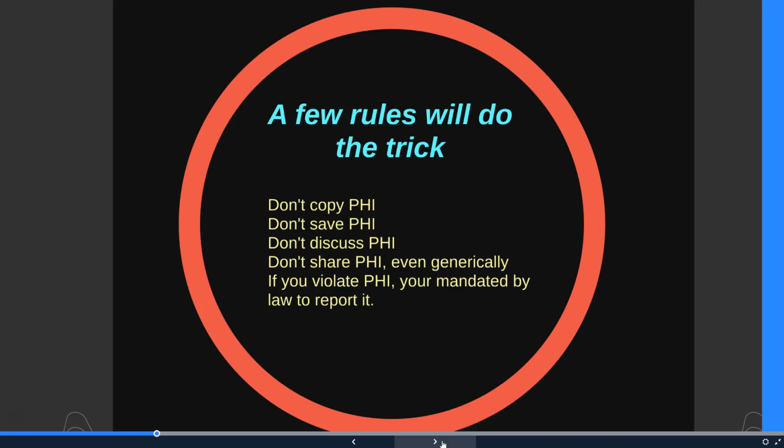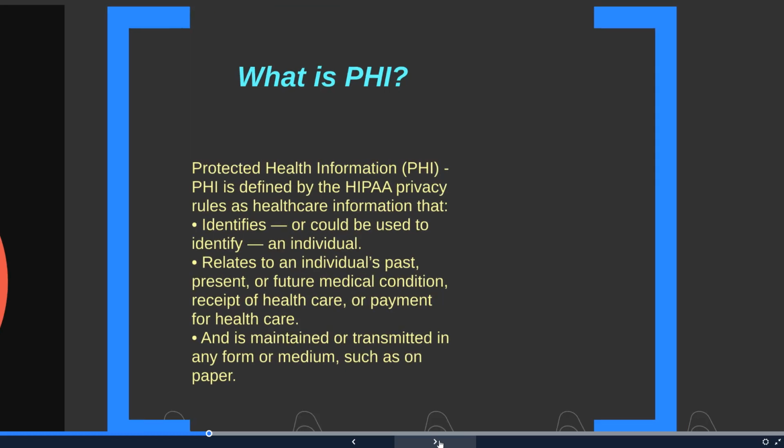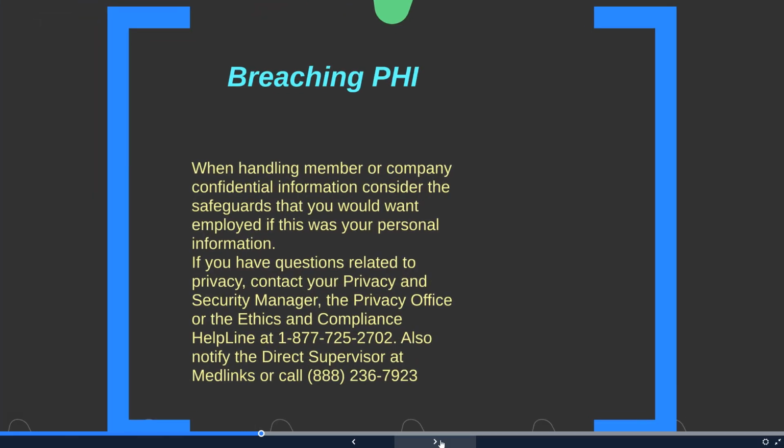It used to be that the client or the contractor was responsible for the management of PHI, but it is now on an individual level. You are individually responsible and can be held responsible. What is PHI? It's protected health information. PHI is defined by the HIPAA privacy rules as healthcare information that identifies or could be used to identify an individual. So it doesn't have to be their name, it can be a number, and a lot of other things we'll discuss later on. It relates to an individual's past, present, or future medical condition, receipt of health care, or payment for health care. And it's maintained or transmitted in any form or medium such as paper, digital, every other way that it could be maintained.